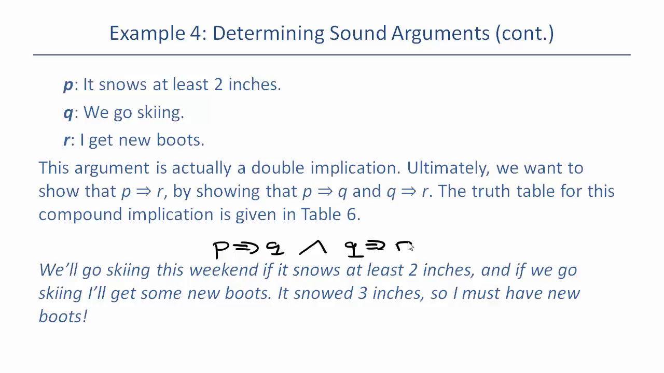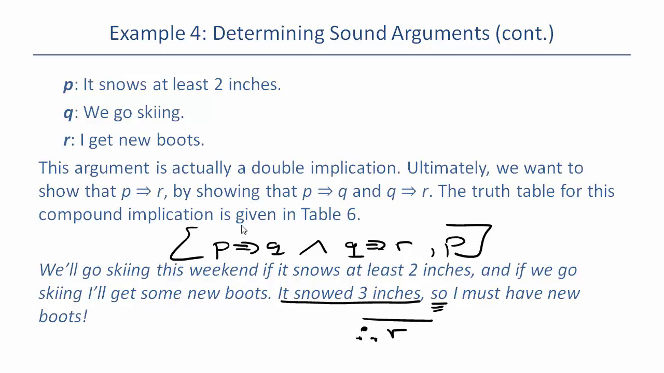Then the last piece says, okay, we're also told it snowed 3 inches, which means P happened. All of this stuff is above the line, and we're asking, if all that stuff happens, then can we say, therefore, I must have new boots? Therefore, R. So if this is true, and this is true, and this is true, does that make R true?